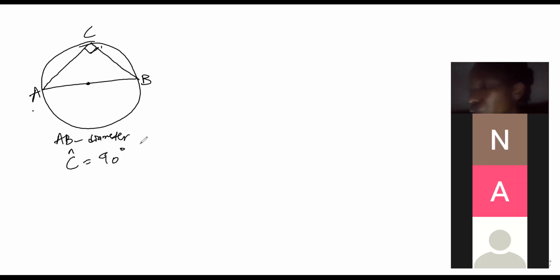Let's see the theorem. The diameter of a circle subtends a right angle on the circumference of the circle. AB is a diameter, it subtends a right angle. A right angle is a 90-degree angle at the circumference, right? It must be at the circumference. So if this was subtending an angle here, this cannot be 90 degrees, okay? Because it's not at the circumference. It must be at the circumference of that circle. Okay.